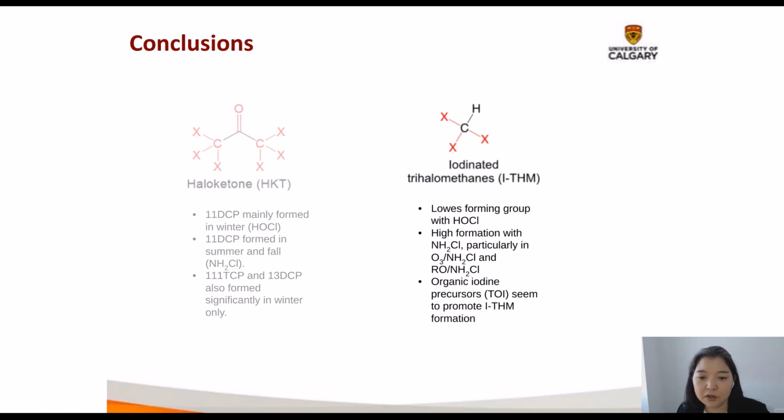And so for the iodo-THMs, the lowest forming group was with free chlorine. It had a high formation with combined chlorine, particularly with ozone combined chlorine and RO combined chlorine. And organic iodine precursors seem to promote the formation of iodo-THMs.